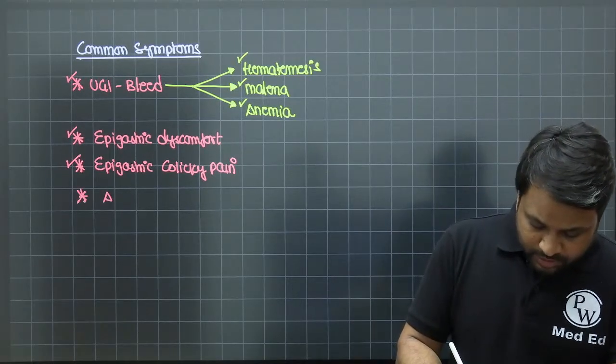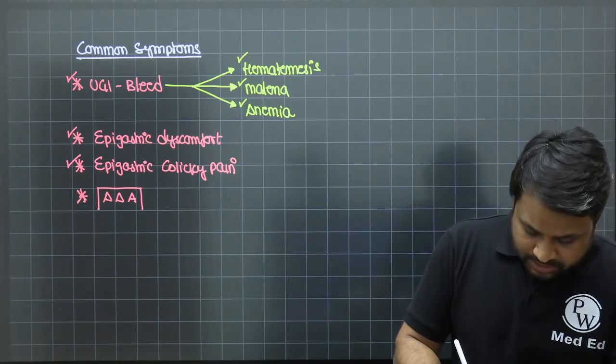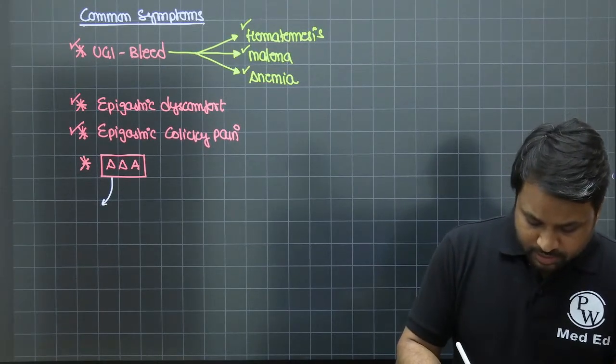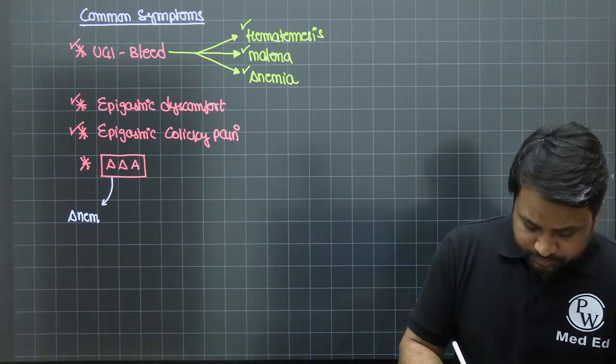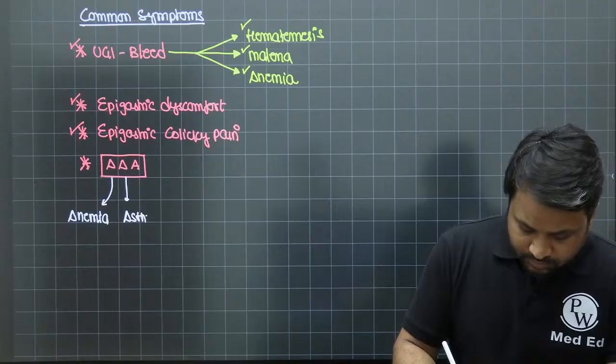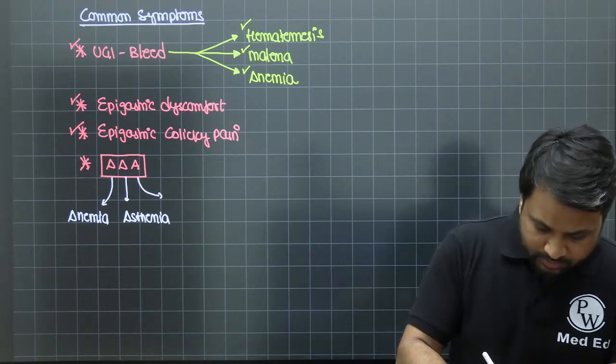This will also have the classical 3As of malignancy. What are the classical 3As of any malignancy? Because of blood loss, it is associated with chronic anemia. There will be asthenia. It will be associated with anorexia.